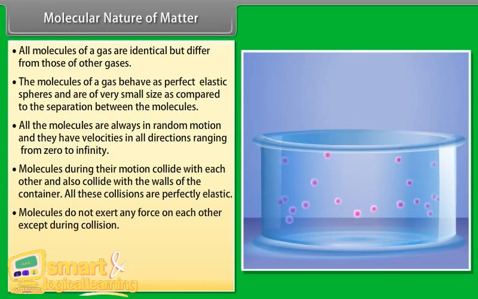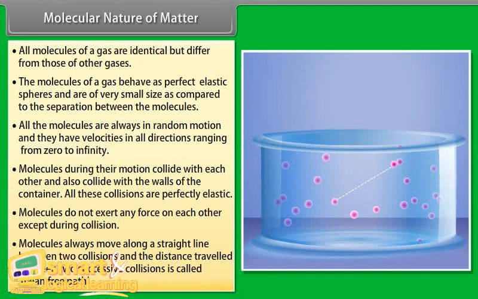Molecules do not exert any force on each other except during collision. Molecules always move along a straight line between two collisions, and the distance traveled between two successive collisions is called mean free path.